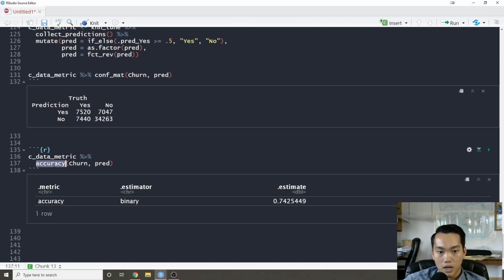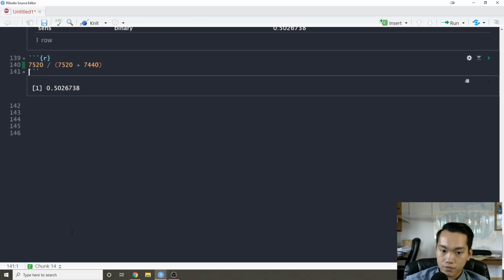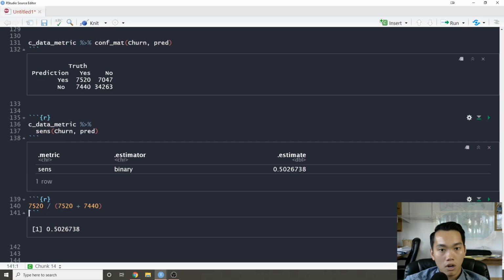Which is why, if we do our sensitivity, we can see our sensitivity score is relatively low. It's 0.5. We really want to maximize our sensitivity score, because it takes our truths, which is 7520, divided by 7520 plus 7440. So out of the total positive classes, how many did we actually correctly guess?